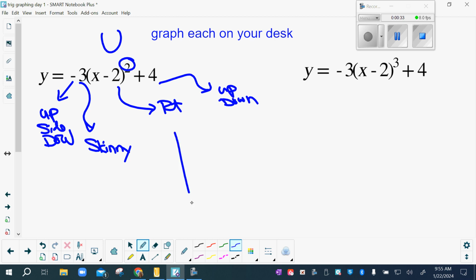So the reason I'm doing that is because we're going to use this stuff now with trig, and you're not going to hate it. You're going to like it. You won't. So watch what he looks like. I know he's a U. I know I'm going to go over 2, up 4. I know he's upside down, and I know this dude is super, super skinny. And he's going to go like that. And I'm done.